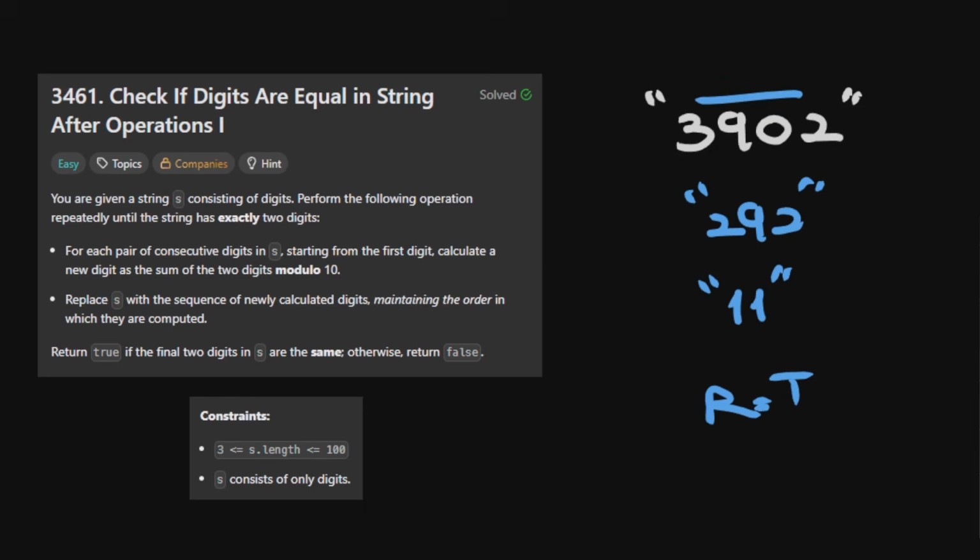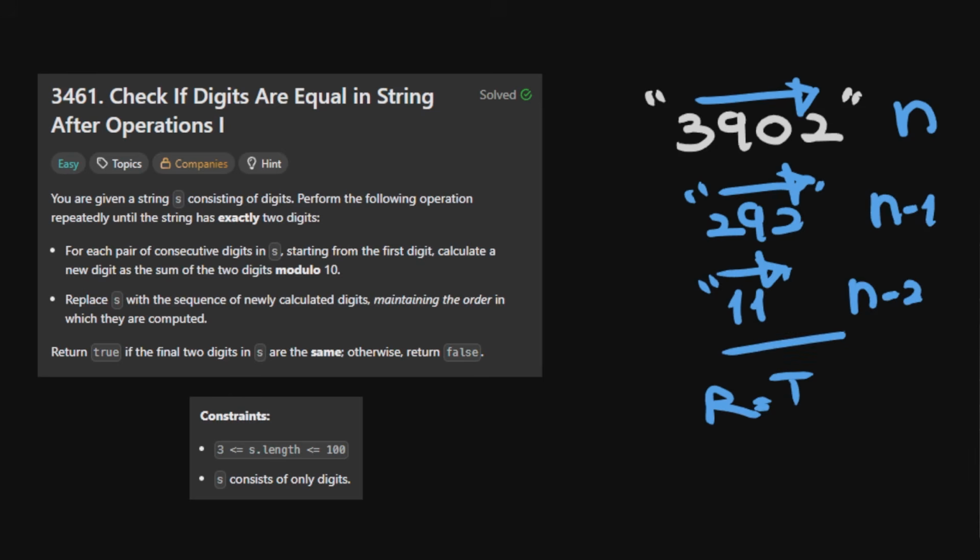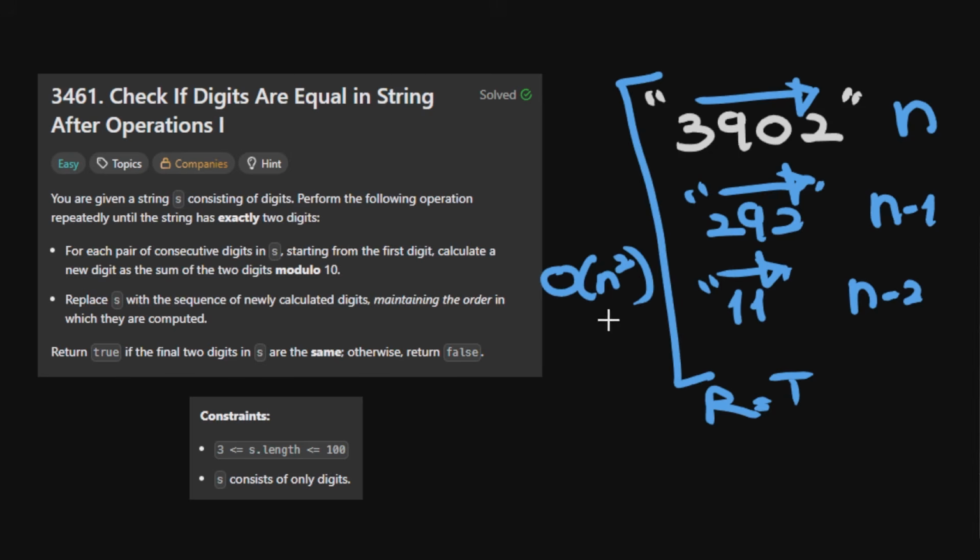First, we iterate the original string from left to right, and we will say this has a size of n. Then we build a new string and we iterate this with a size of n minus 1. Then we repeat the same here, and this has a size of n minus 2, and so on. Okay, so this will require an overall time complexity of big O of n square.